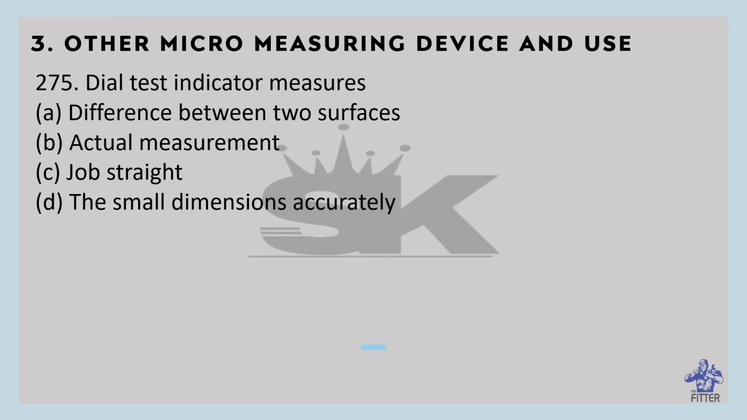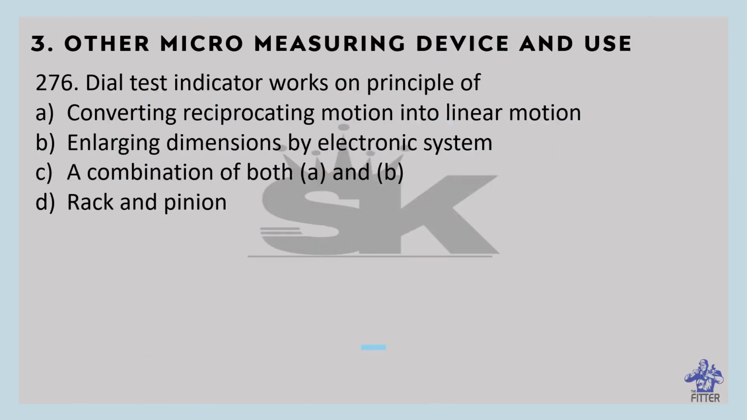Dial test indicator measures small dimensions accurately. A dial test indicator measures the deflection of the arm. It is typically used to measure clearance, tolerance, and variation in tolerance of machined parts to ensure accuracy. Dial test indicator works on the principle of rack and pinion, as we discussed.